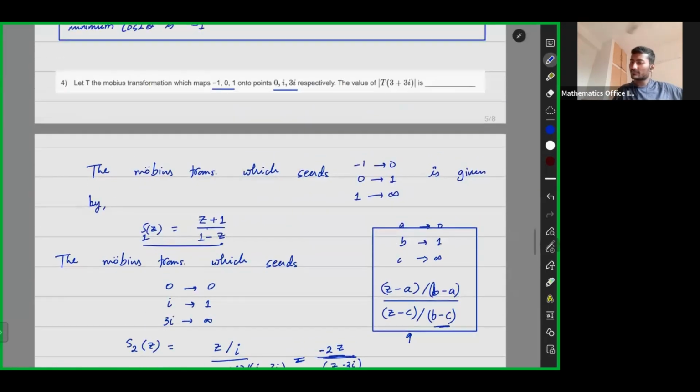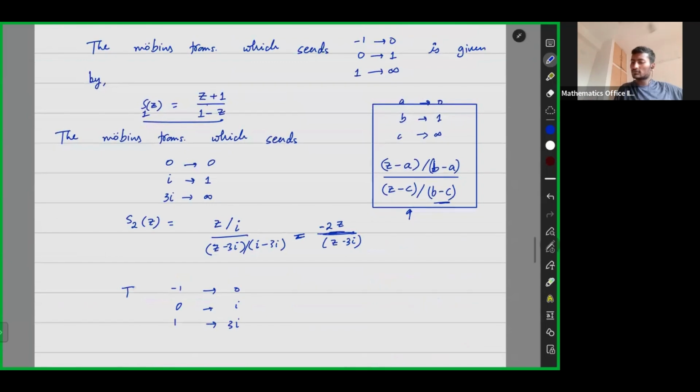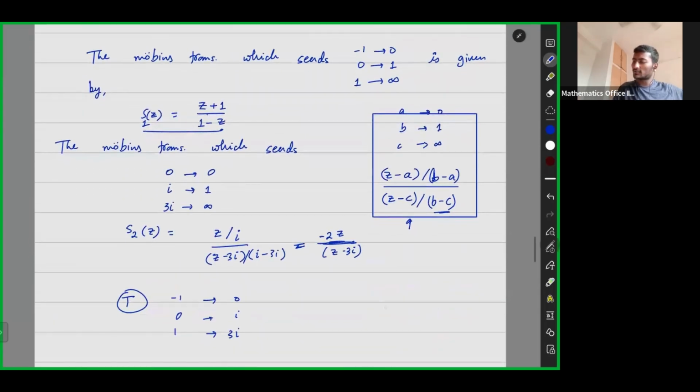T is sending -1, 0, 1 to 2, 0, i, 3i. So we are going to write T as a composition of S1 and S2. And what is that composition? First we are going to apply S1. What happens when you apply S1? -1, 0, 1 goes to 0, 1, and infinity.